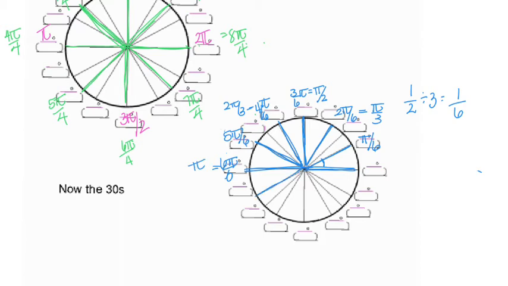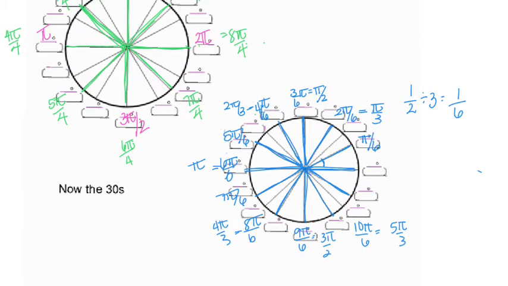So then the next one is 7 pi over 6. And then we have 8 pi over 6, which is the same as 4 pi over 3. Here we have 9 pi over 6, and we can reduce that to 3 pi over 2. We already knew that one. 10 pi over 6, which is going to be 5 pi over 3 when I reduce it.